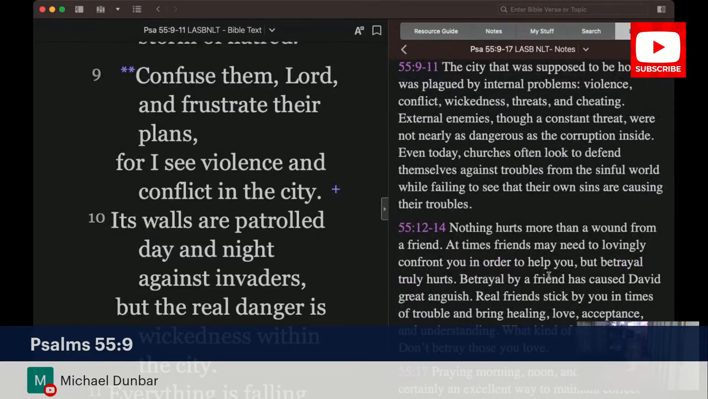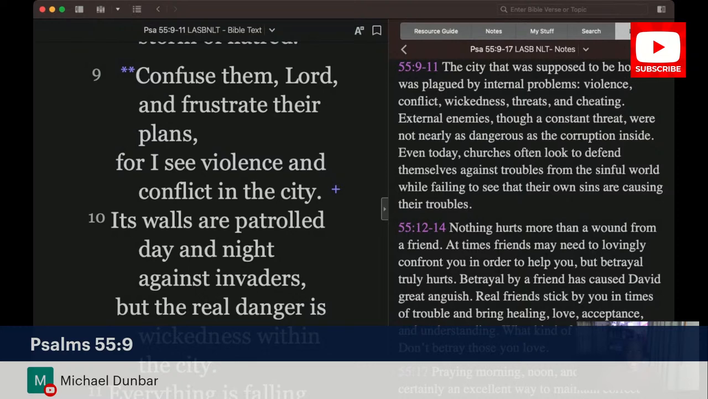What does it tell us? The Life Application Study Bible tells us this. The city that was supposed to be holy was plagued with internal problems: violence, conflict, wickedness, threats, and cheating. External enemies, though a constant threat, were not nearly as dangerous as the corruption inside. Even today, churches often look to defend themselves against troubles from the sinful world while failing to see that their own sins are causing their troubles. Very good scripture. Amen to that.